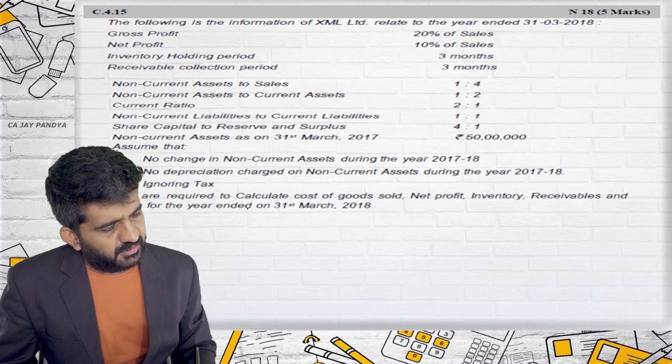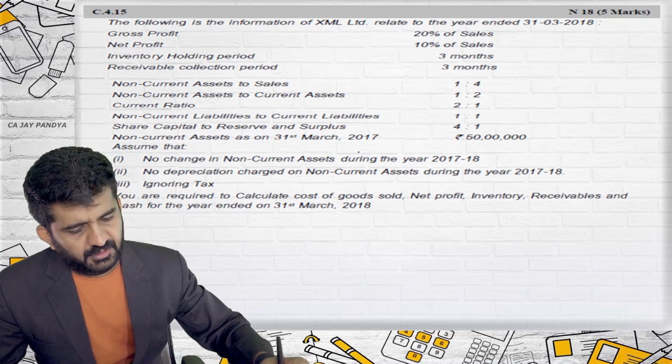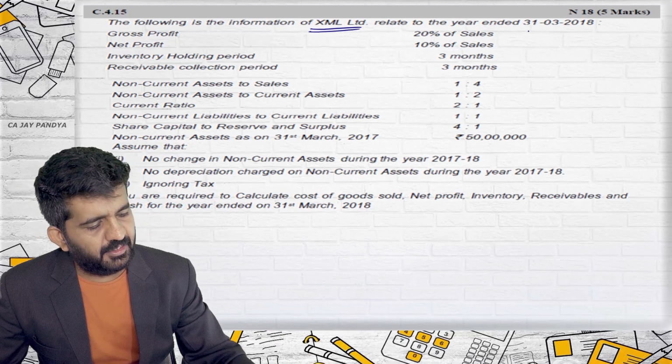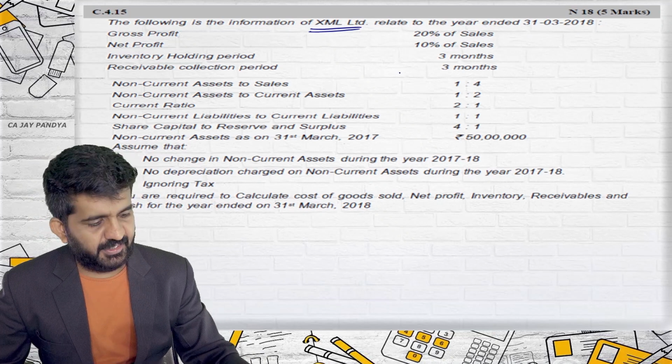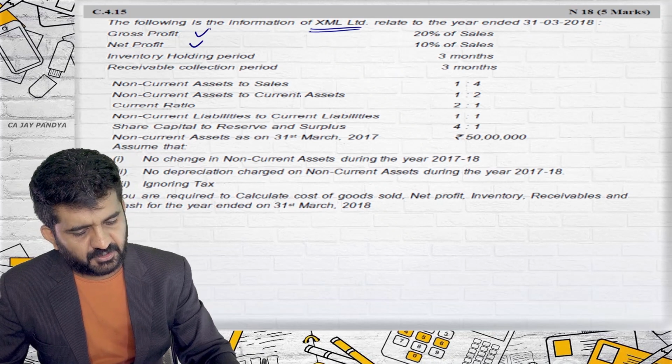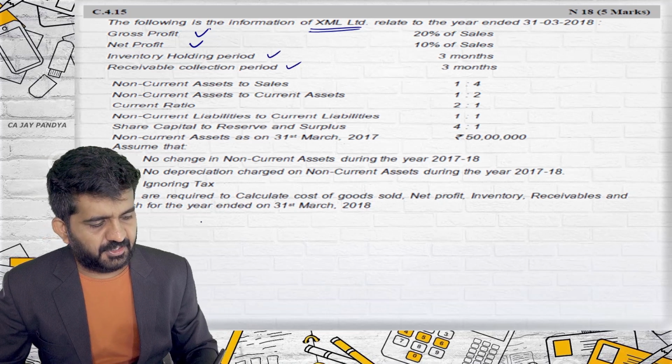Again, this is an easy question. The following is the information of XML Limited related to the year ended 31st March 2018. GP is 20% of sales, net profit is 10% of sales, inventory holding period is 3 months, and receivable collection period is 3 months.